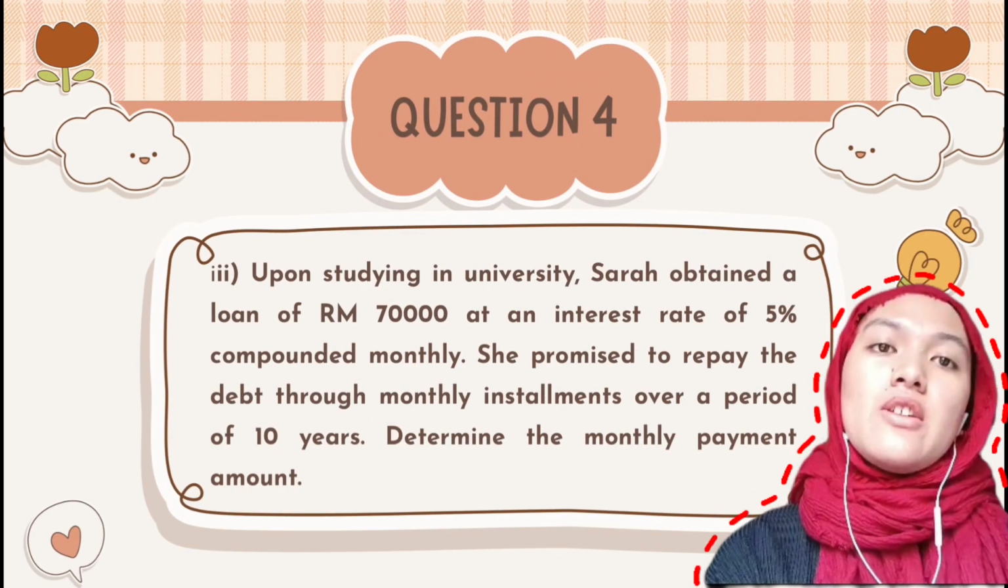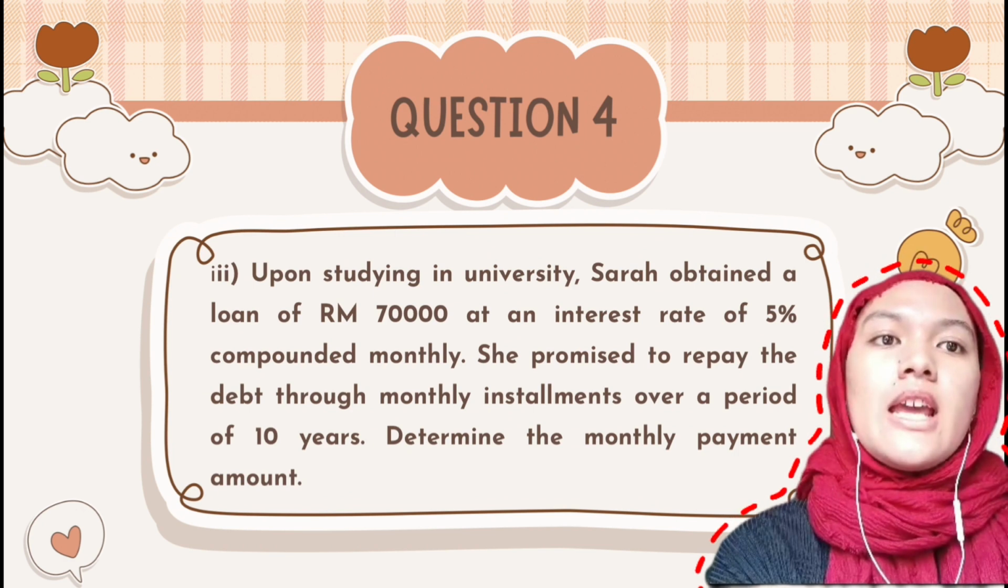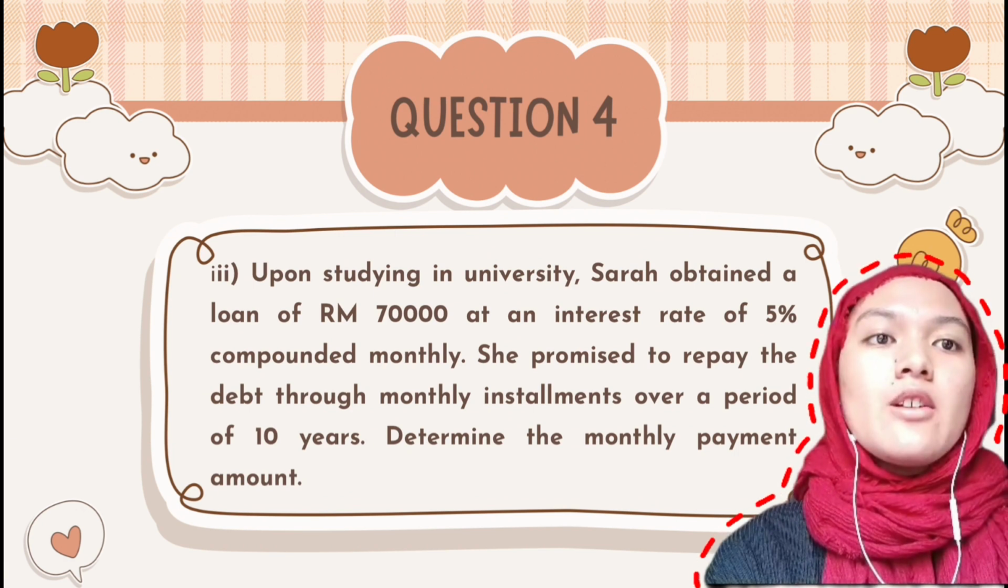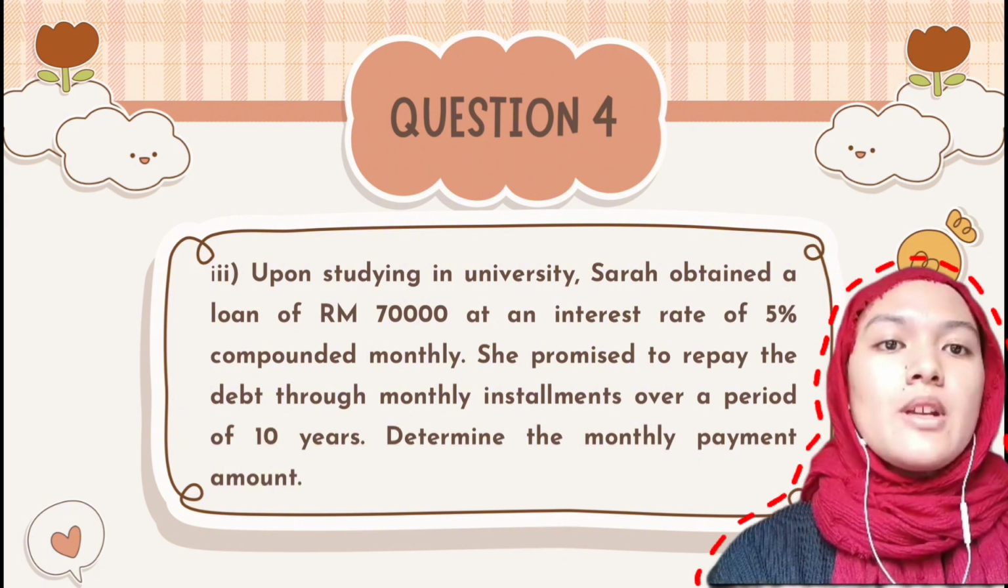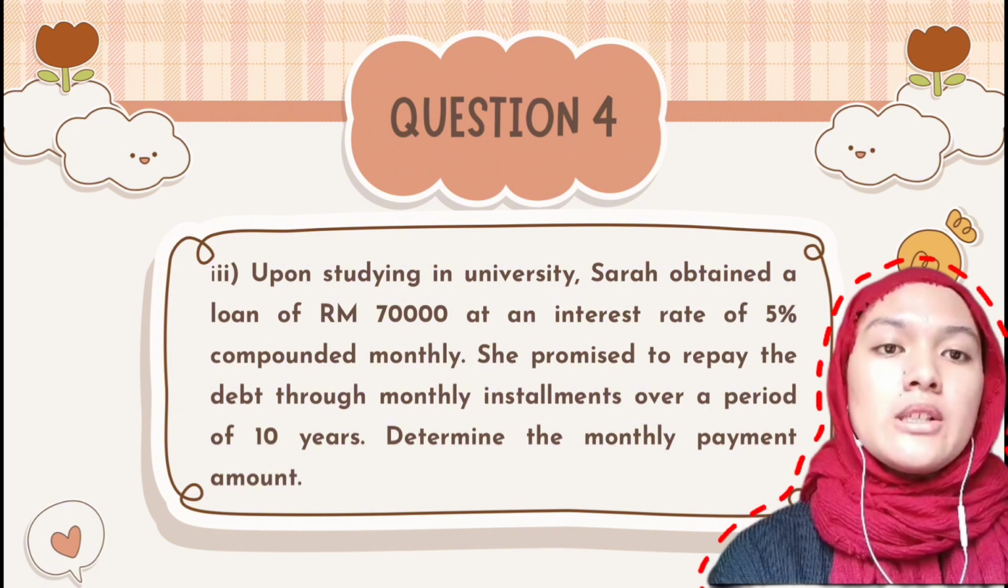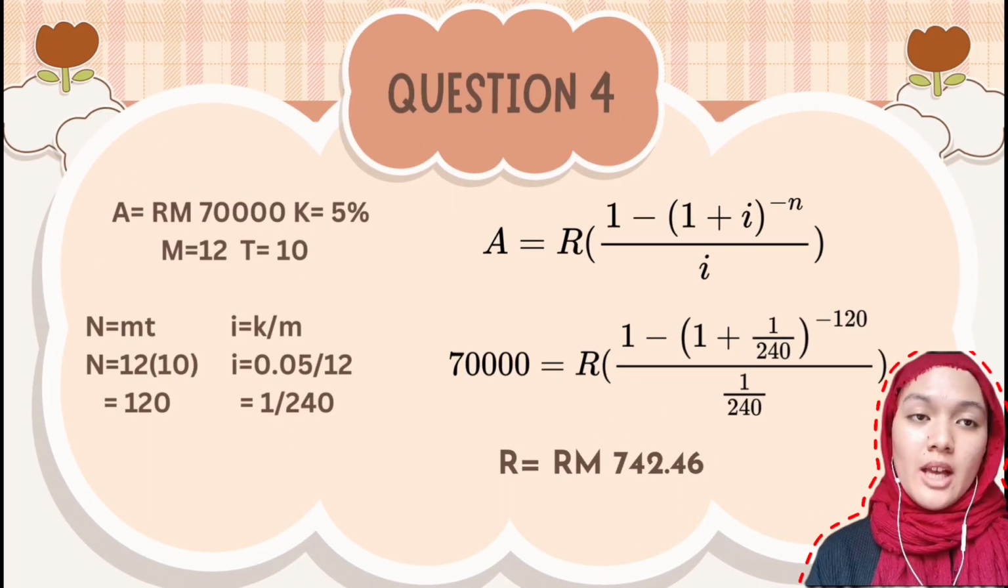Upon studying in the university, Sarah obtained a loan of RM70,000 at an interest rate of 5% compounded monthly. She promised to repay the debt through monthly installments over a period of 10 years. Determine the monthly payment. So let's bring all the information out.